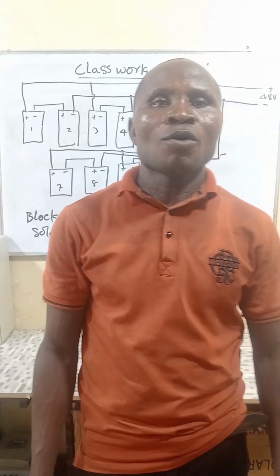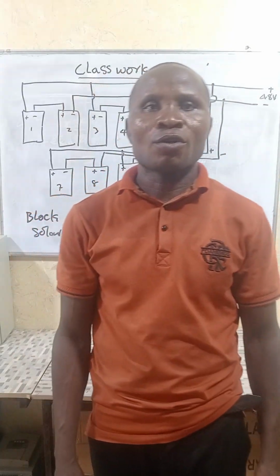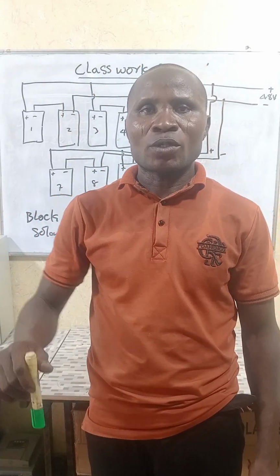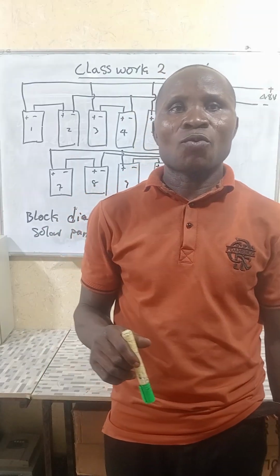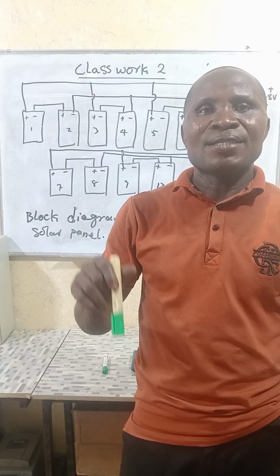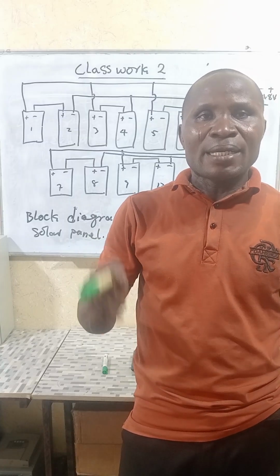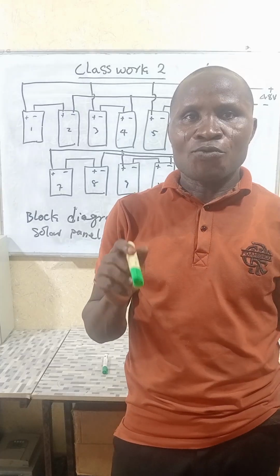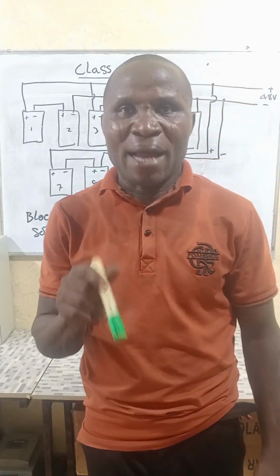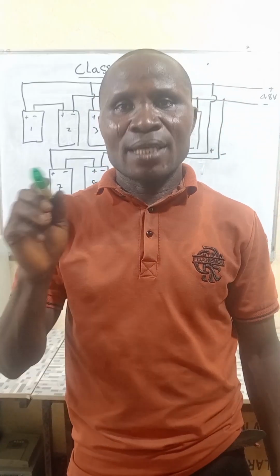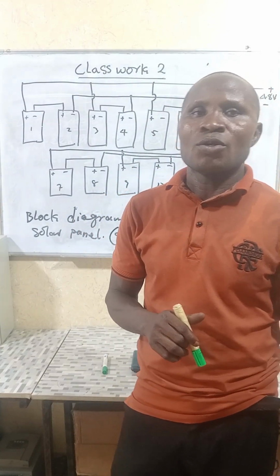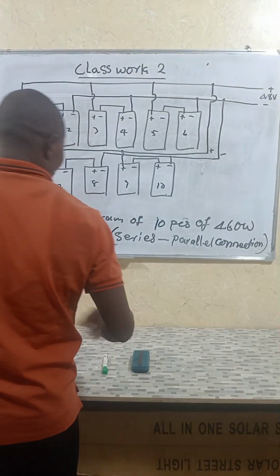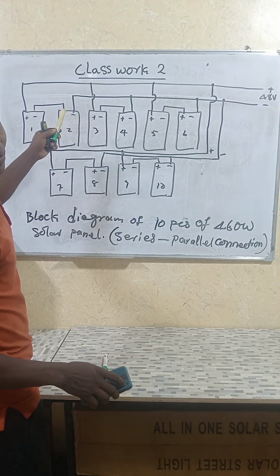Now B. We want to look at question number B. What is the total output current of the circuit? That is why I say the parameter is very important. The maximum power current of this particular solar panel is 12.8. That is why we are taking 13. Now, we look at it very well.